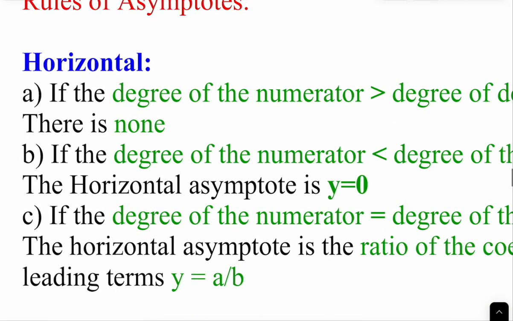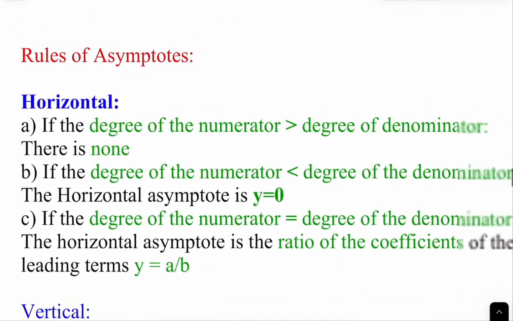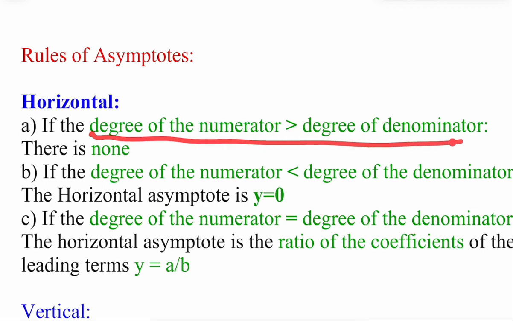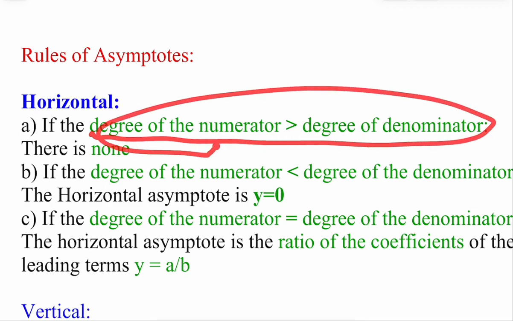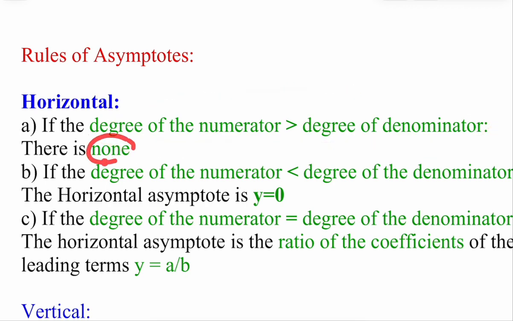Okay, so the rules of asymptotes. Let's first talk about horizontal asymptotes. If the degree of the numerator is greater than the degree of the denominator, there is none because the ends are always going to plus or minus infinity. Because then the higher power that's in the top wins. It is overpowering all the lower power stuff that's in the denominator.